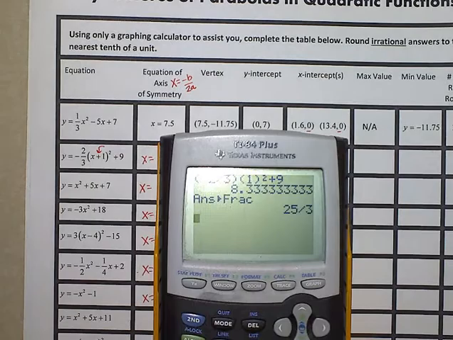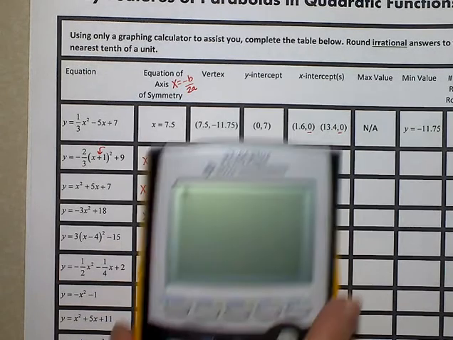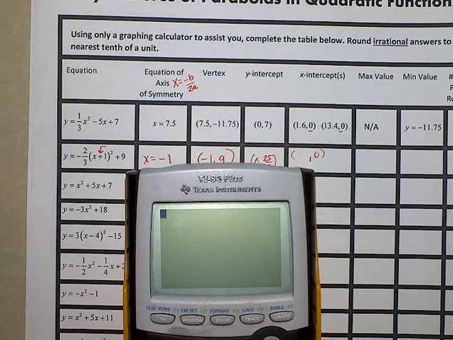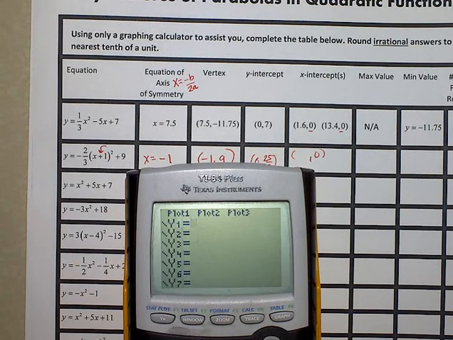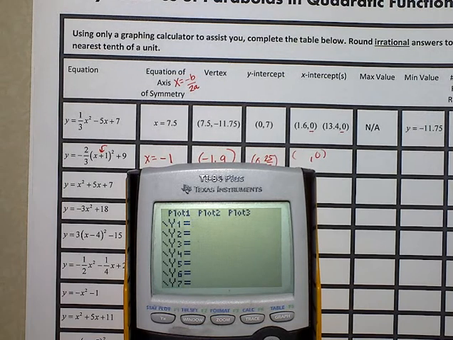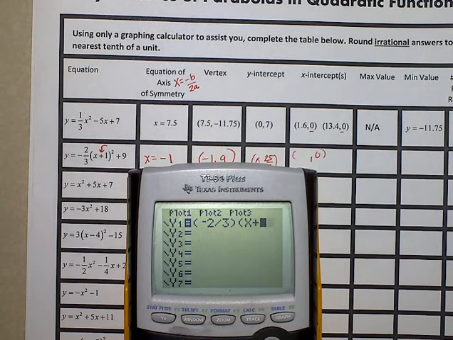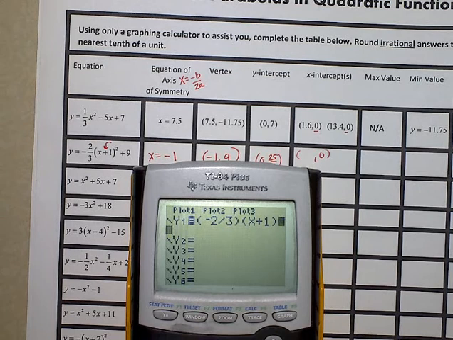Grab your graphing calculator. I believe this is something you're taught freshman year. And we're going to slow it down now because this is something you're going to use the entire year. So hit y equals, and we're going to type in parentheses, negative 2/3, and then parentheses, x plus 1, quantity squared, plus 9.